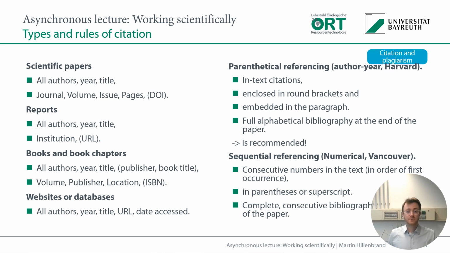So the first paper gets the number 1, the second paper gets the number 2, and then you have those numbers in parentheses or superscripts. I would not use superscripts, because if you want to have a footnote and write something in it, this sometimes gets a little bit messy. So I would suggest you use parentheses and then have a complete and consecutive bibliography at the end of the paper.